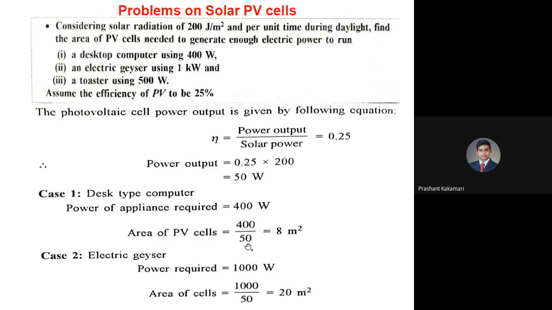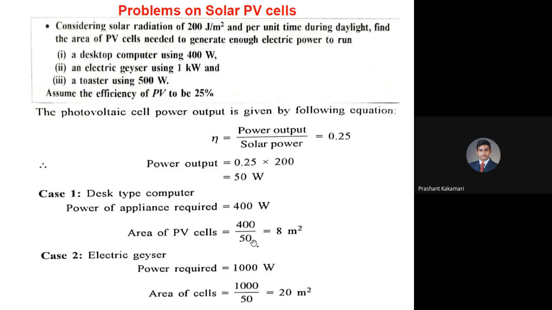That is the power output from each cell. To find it, I multiply the efficiency with this power. Why? Because the power of 200 is from the solar energy, not from the cell. Once this solar energy is converted through the PV cell, what is the efficiency? It is only 25%. So once you multiply 0.25 and 200, I get the power generated per meter square. It is only 50 watt. Is that clear? So this 50 watt I will consider per meter square.